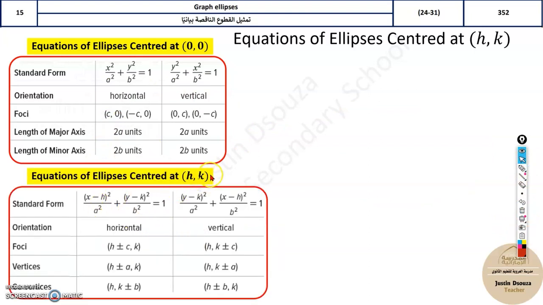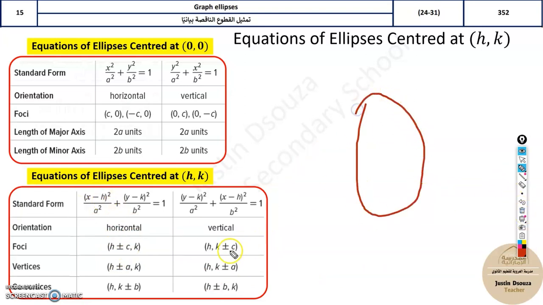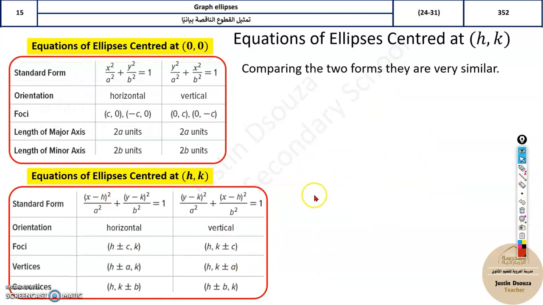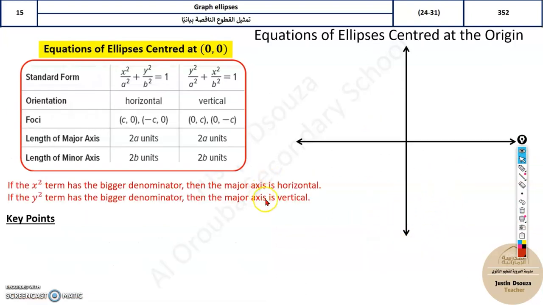But if the center is (h, k), look over here, all of this changes because you have to add the center, and there's also a change in the vertices, co-vertices, and especially foci. If they ask you for foci, if it's horizontal, whatever c value you get, you need to add the h value. That is the x value of the center. But if it's vertical, you need to add the k value to the c value. We will solve a problem and you'll understand much better. The center changes, so all of that will be added.